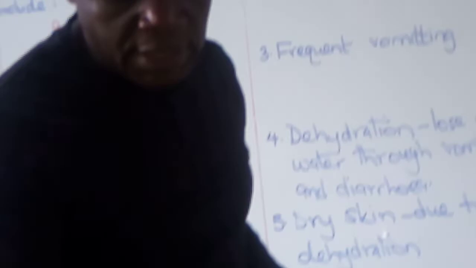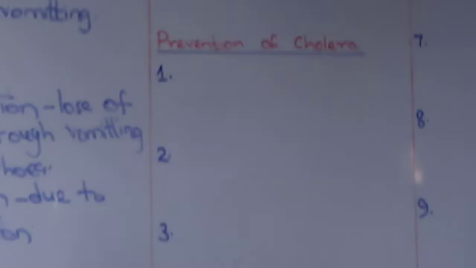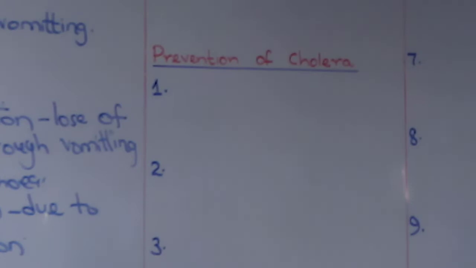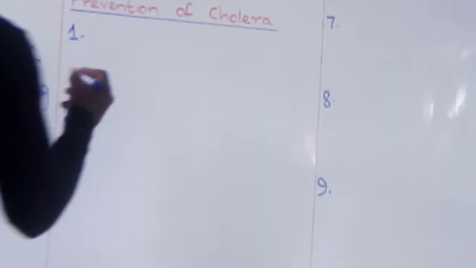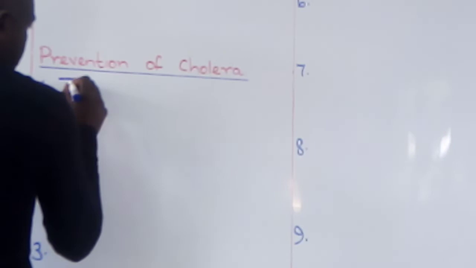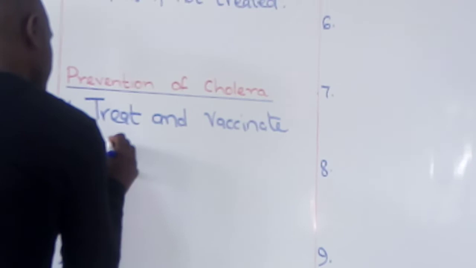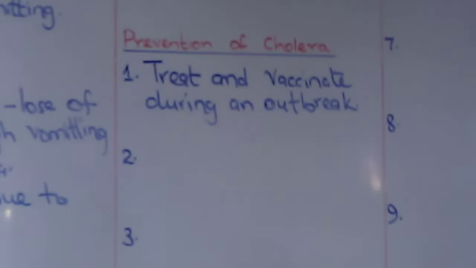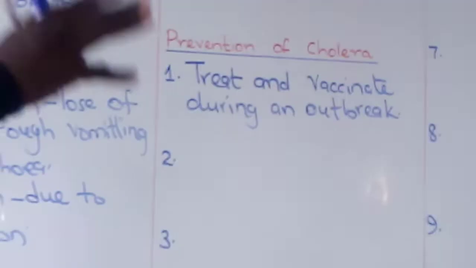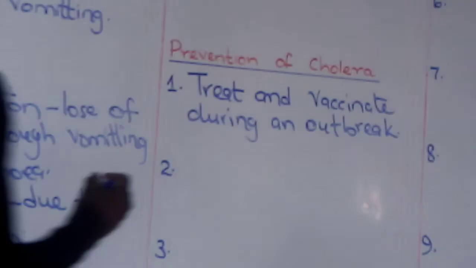Let's look at the prevention measures of cholera. Cholera can be prevented. Number one, you treat infected people and vaccinate the uninfected people immediately, during an outbreak. An outbreak is a period when a certain disease becomes dominant. It starts and infects many people within a very short time. That's an outbreak.